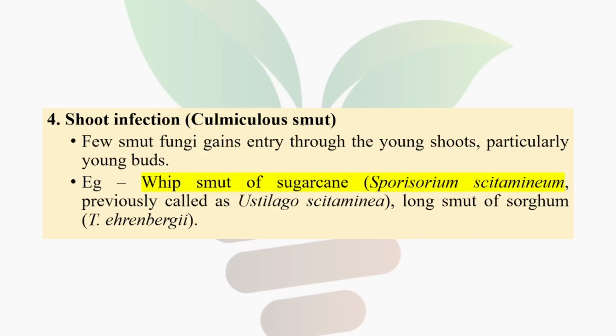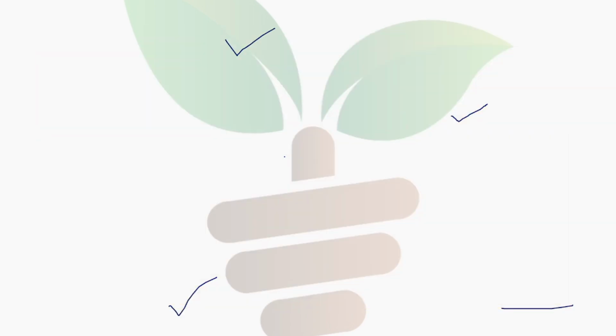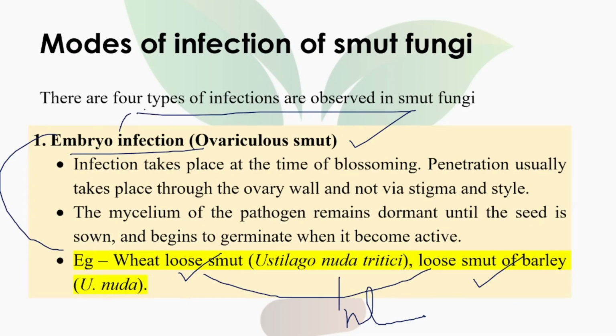Another infection is shoot infection, which we can also call culm infection. The best example is whip smut of sugarcane. Here is another important point, take a look at this. Embryonic infection is also known as ovariculus infection.